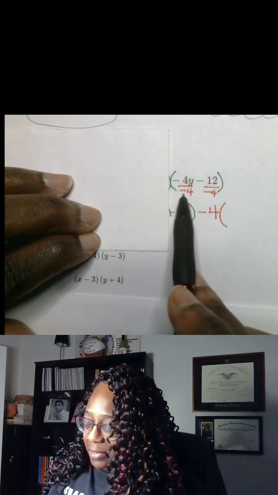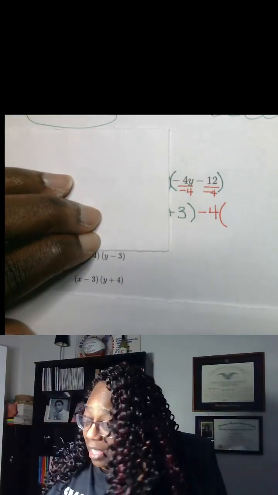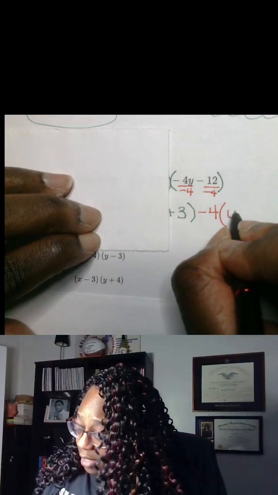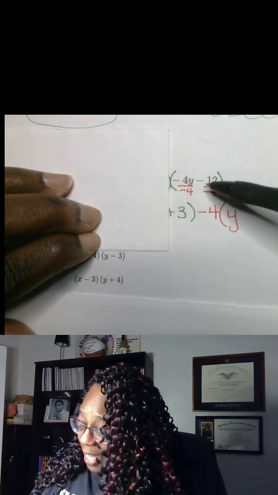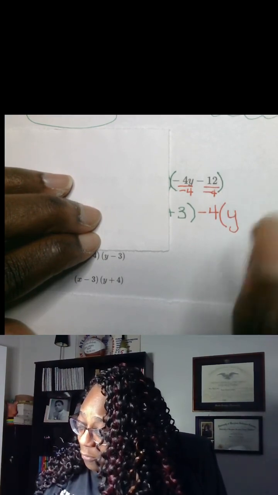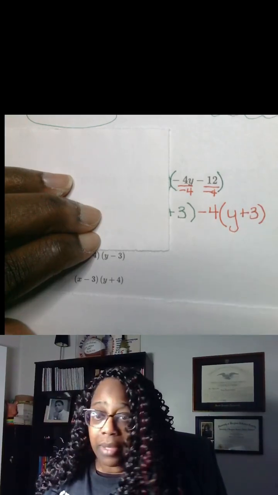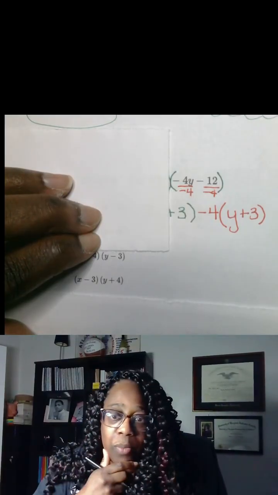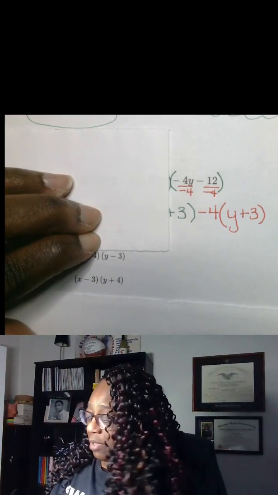So a negative times a negative divided by a negative is a positive. Thank you, Don. 4 divided by 4 gives me 1, and it'll give me 1y. Negative 12 divided by negative 4 gives me a positive 3, because a negative divided by a negative, when the signs are the same, your answer is always positive. There you go. Thank you, Lorenzo.